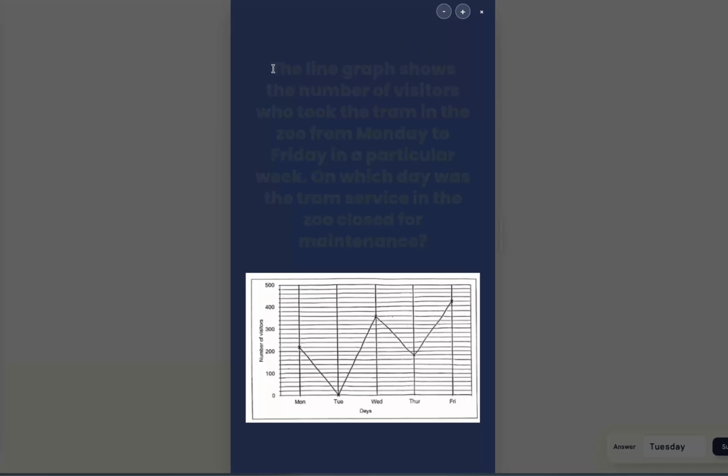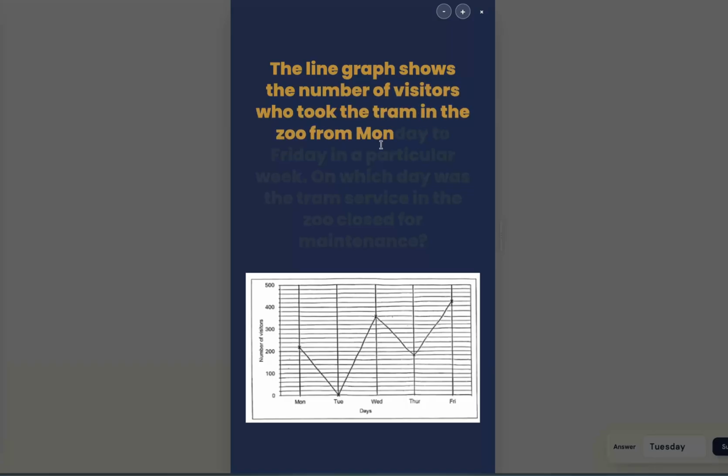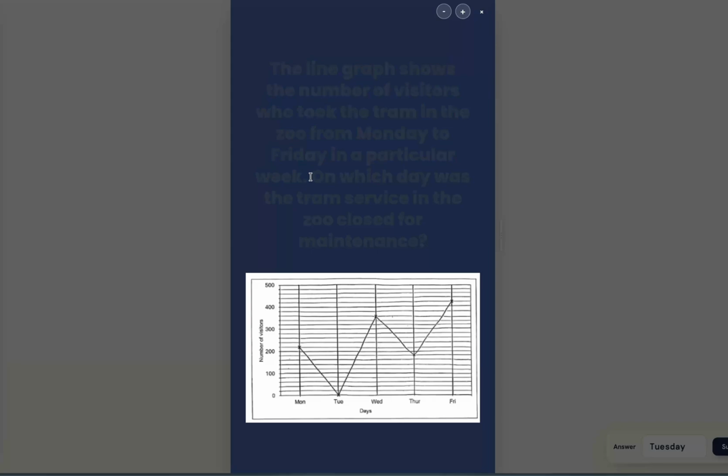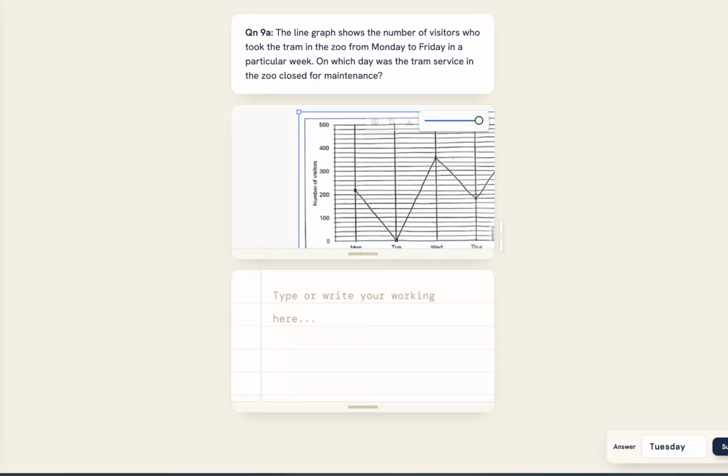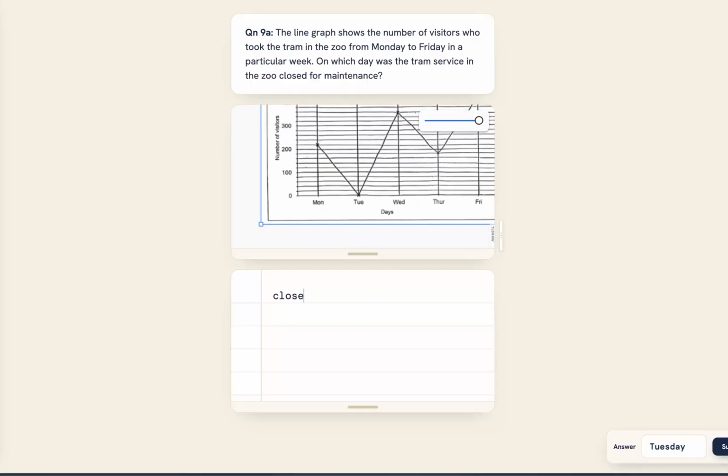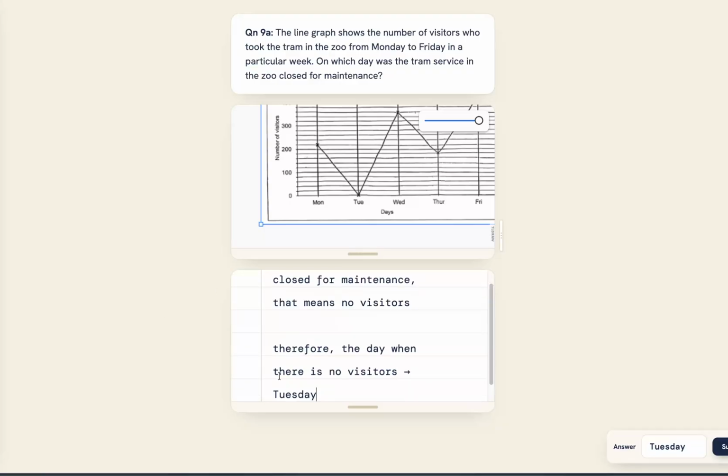Question 9, part A. The line graph shows the number of visitors who took the tram in the zoo from Monday to Friday in a particular week. On which day was the tram service in the zoo closed for maintenance? I think it's pretty straightforward. When it says closed for maintenance, that means no visitor. Therefore, the day when there is no visitors is Tuesday. Okay, there you go. Pretty straightforward.